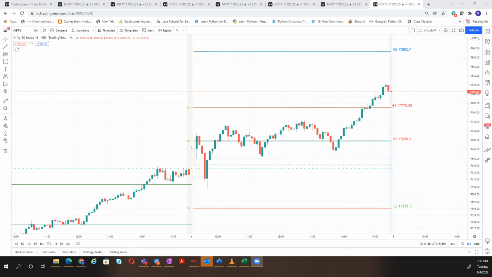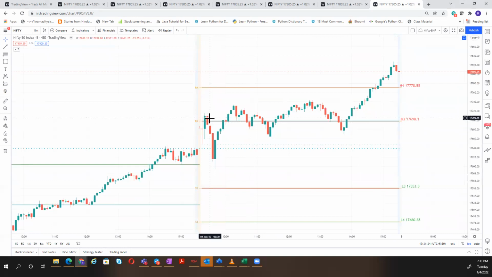Right, so we have floor pivots and we have Camarilla pivots. Currently what you're seeing are the Camarilla pivots. We had a very wide R3 S3. Above R3, what is R3? R3 is a selling area, and above R3 is a buying area.